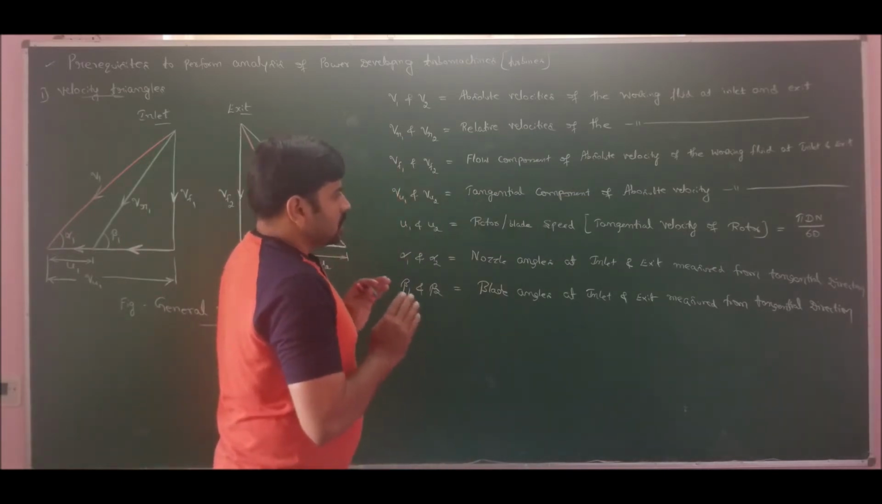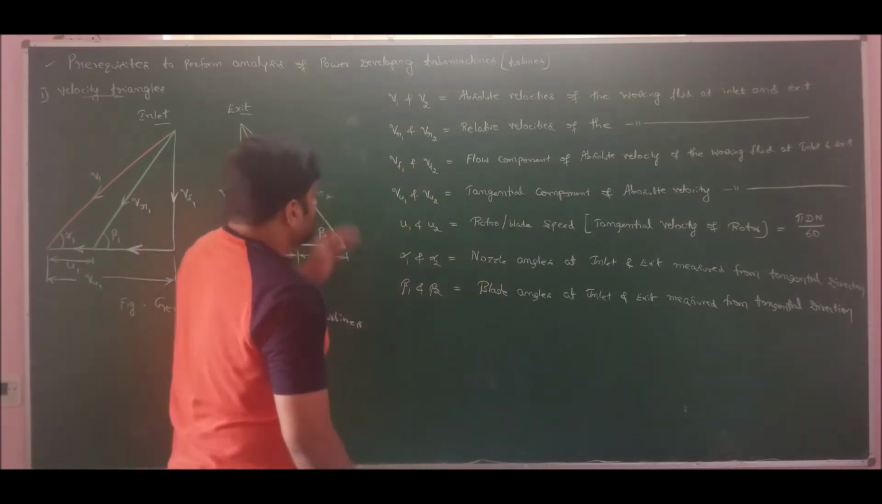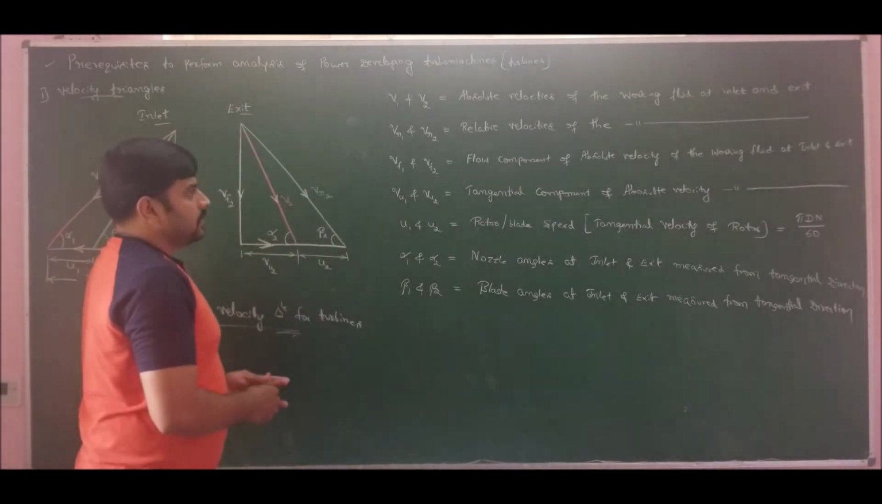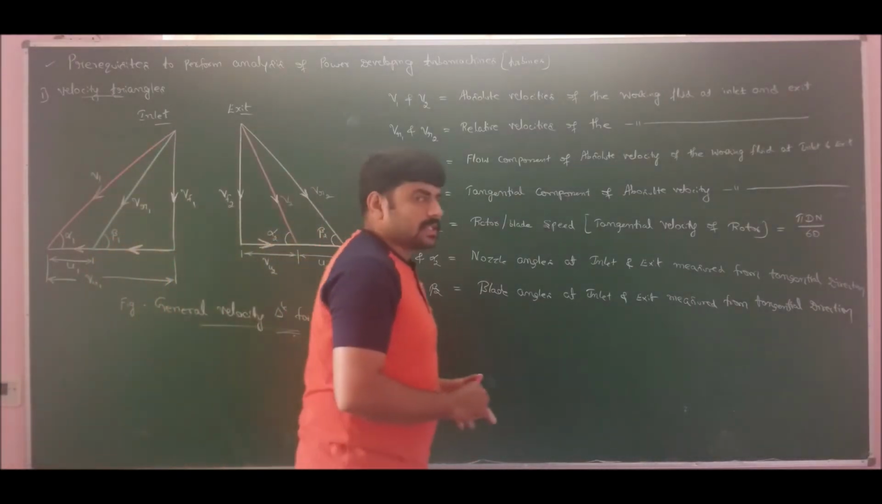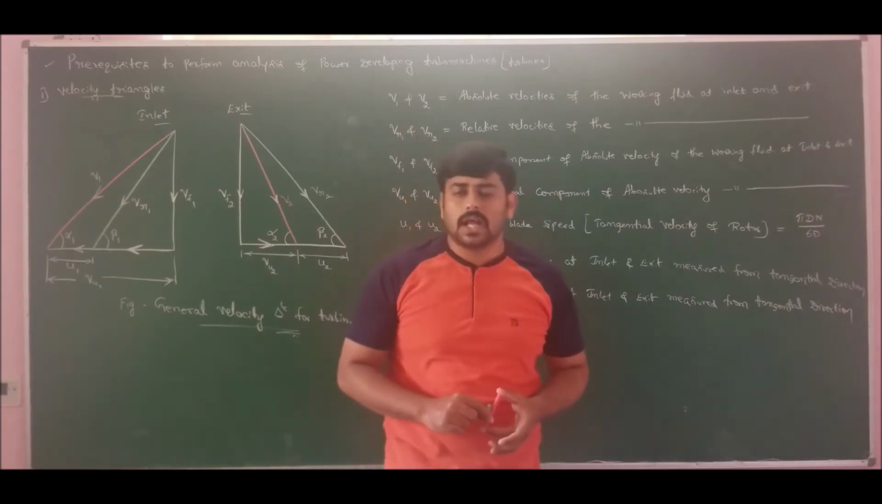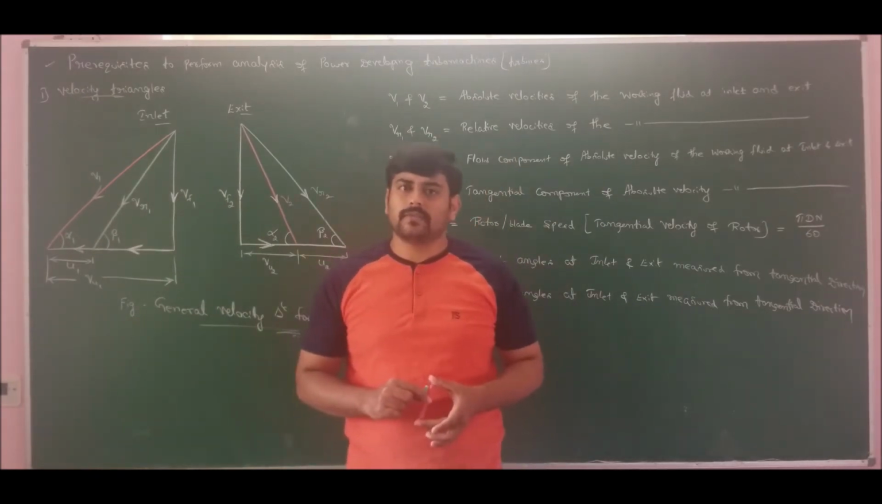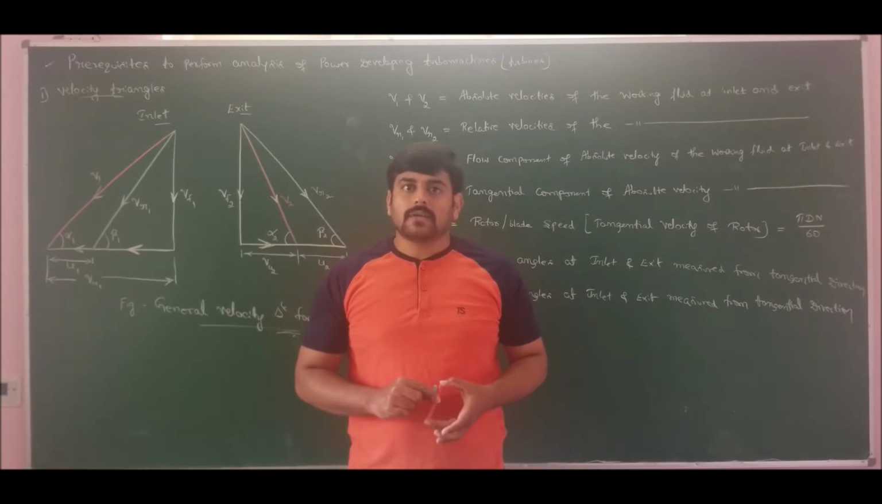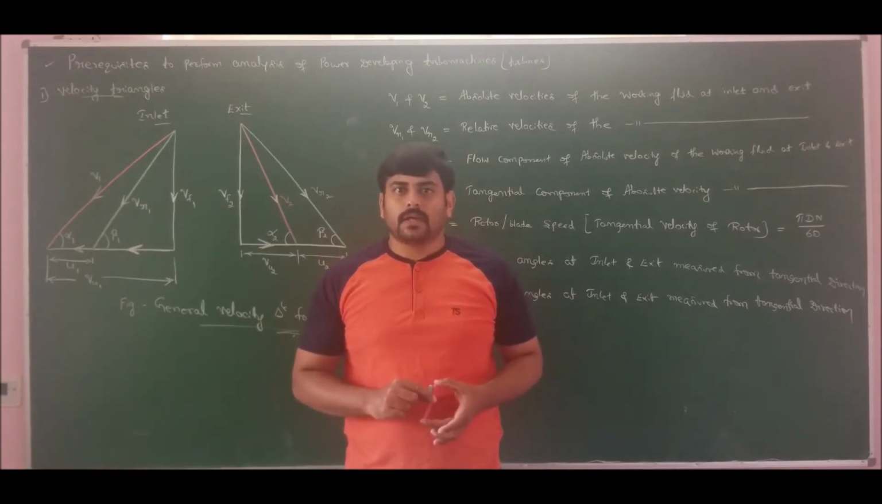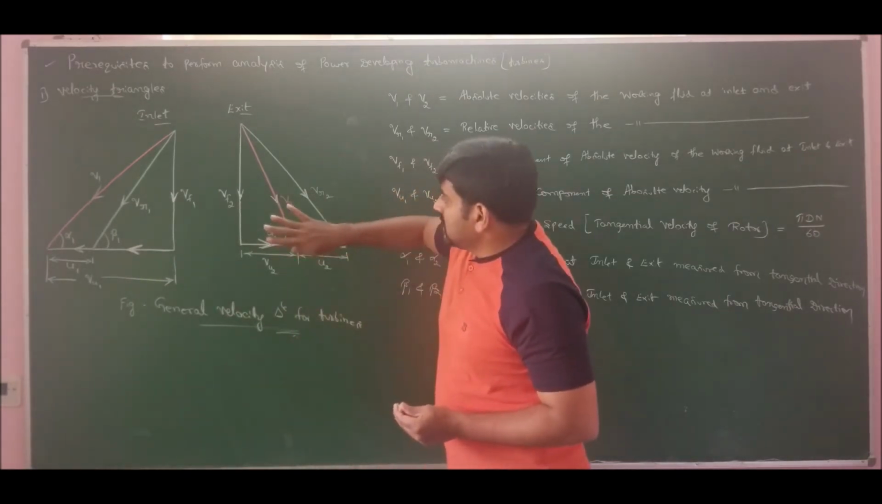Now concentrate only on turbines. So these are the various terms that we have used in the general velocity triangle, which are clearly discussed in our lecture 2 of this module, wherein we derived the alternate form of Euler's turbine equation. So now this is the basic.